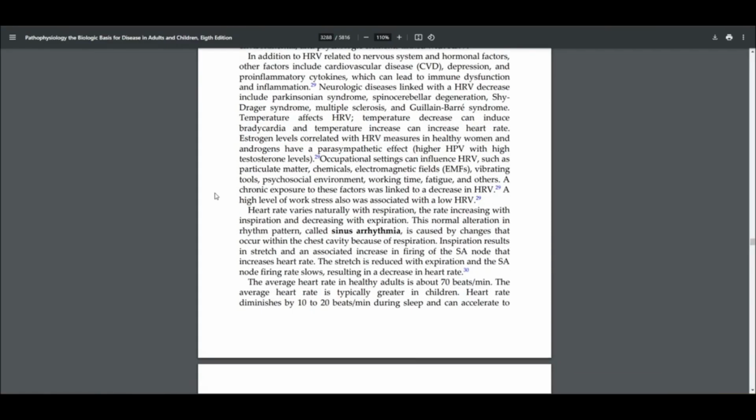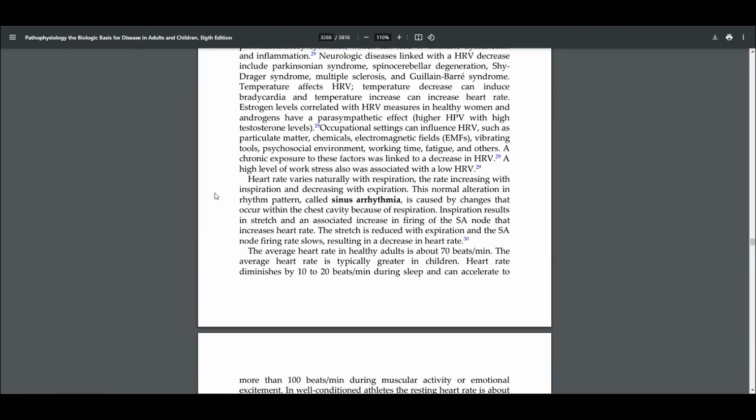Estrogen levels correlated with HRV measures in healthy women, and androgens have a parasympathetic effect. High HRV is associated with high testosterone levels. Occupational settings can influence HRV, such as particulate matter, chemicals, electromagnetic fields, vibrating tools, psychosocial environment, working time, fatigue, and others. Chronic exposure to these factors was linked to a decrease in HRV. A high level of work stress was also associated with a low HRV.